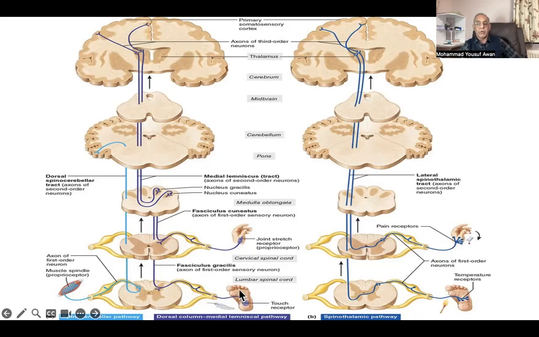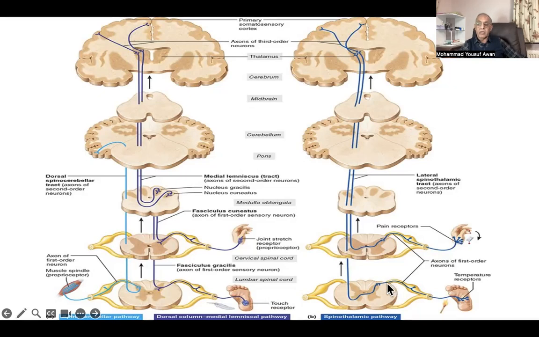So the fibers from the foot and the hand go through the dorsal root ganglia, and these fibers go through the posterior column rather than through the anterior column. So this will go through the posterior column and go up, and then decussate to the opposite side, and then again terminate in the thalamus, and then go to the postcentral gyrus, to the sensory cortex.